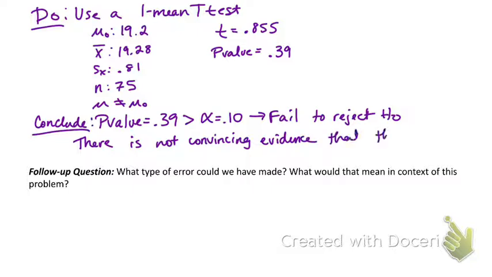That the true mean is not 19.2 ounces. We do not have convincing evidence that the true mean is different than 19.2 ounces. So is the machine working properly? Yes, it is. It is not over or under filling. It seems to be doing its job just fine.